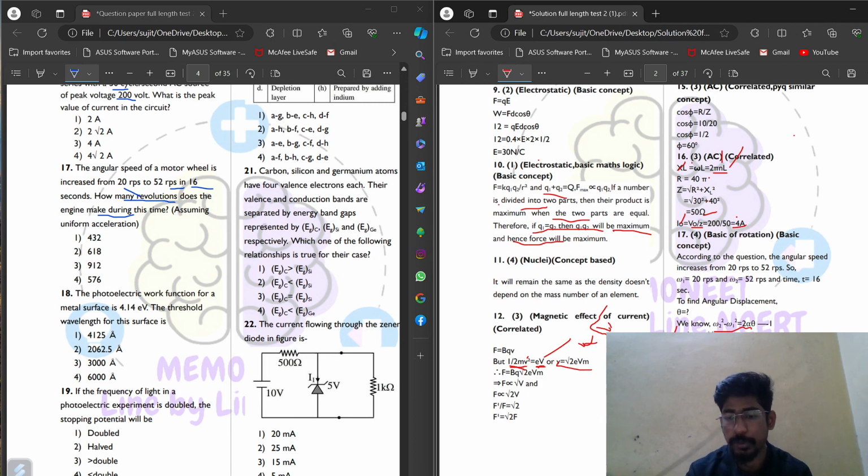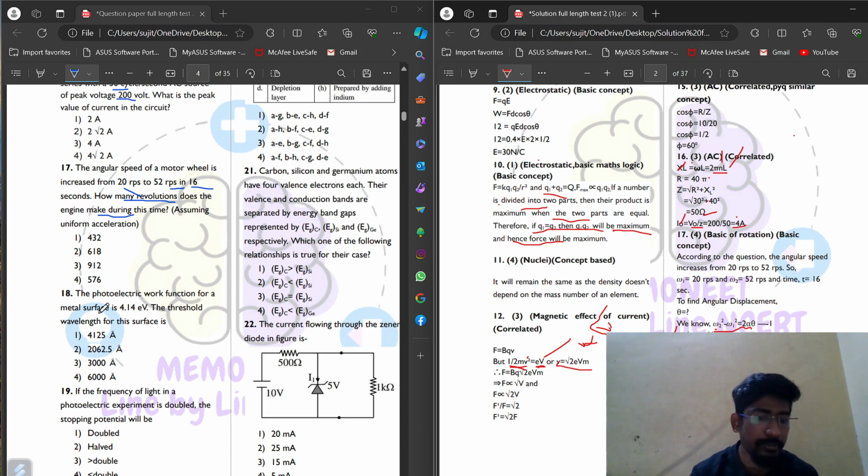Just put the values in the equation of alpha, omega 2 and omega 1, and you will get the theta. If you just solve the equation, you will get the value of theta equal to 576. That is the number of revolutions, or the angular displacement, right?